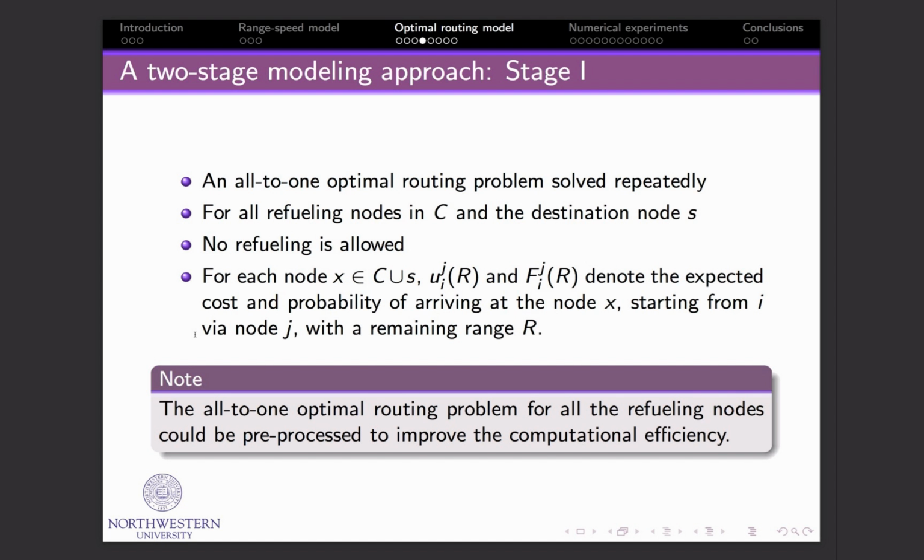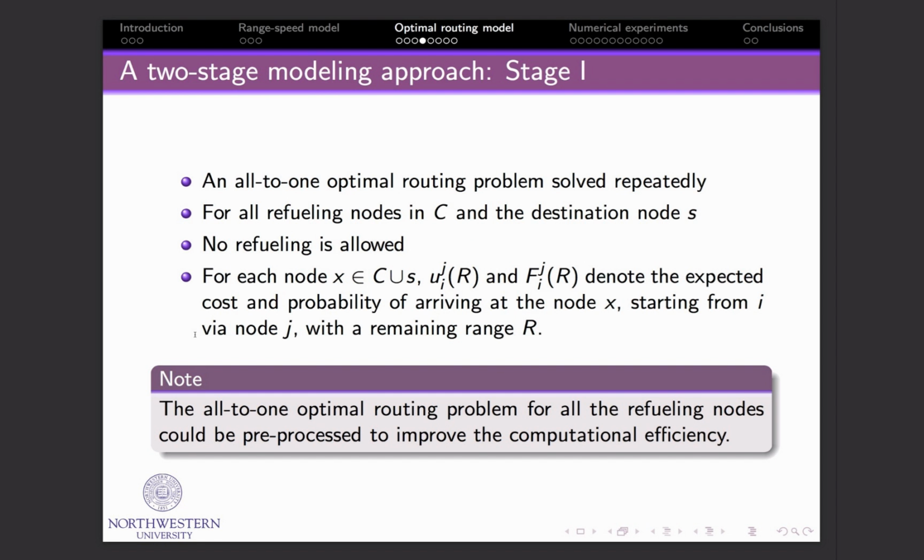With this, we can improve the computation of the optimal path problem in the first stage. Also, the all-to-one optimal path problem for all the refueling nodes can be pre-processed to improve the computational efficiency. That's because if we need to solve another OPPR for the optimal path, we don't need to solve the optimal path for the refueling nodes again. We can use the existing results because those paths do not change for different origin-destination OD pairs.